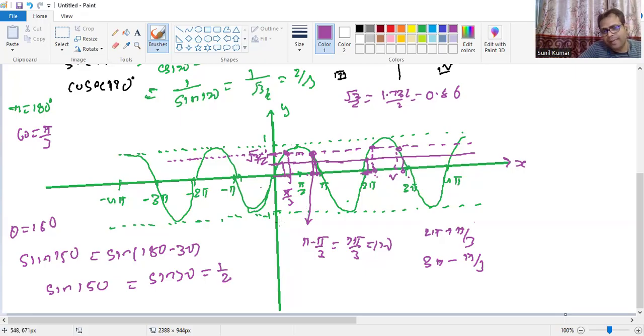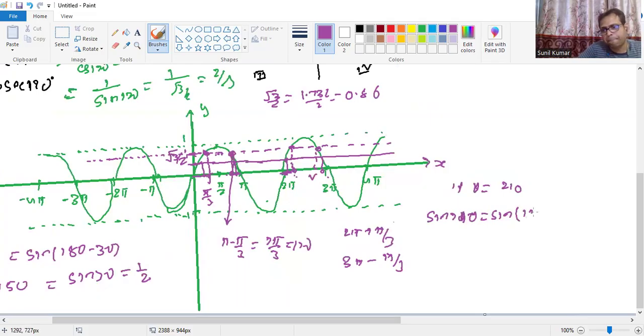Similarly, suppose we want to find the negative value. We know that sine is negative in the third quadrant. So suppose theta is 210. Sine 210 we can write as sine of 180 plus 30. Now 180 plus 30 means the angle is in the third quadrant. We know that in the third quadrant sine is negative. So we can write sine of pi plus theta has a minus sign. We can use this formula.